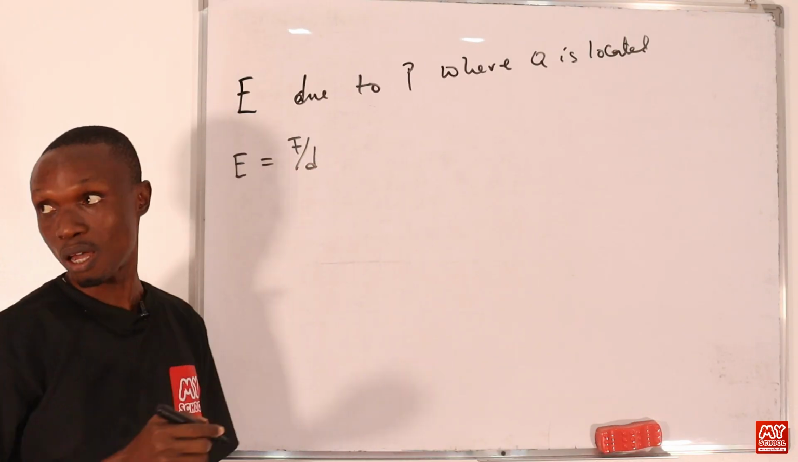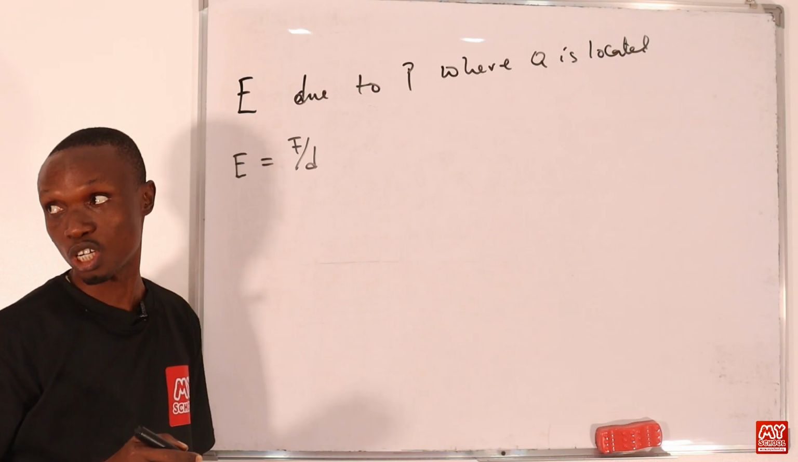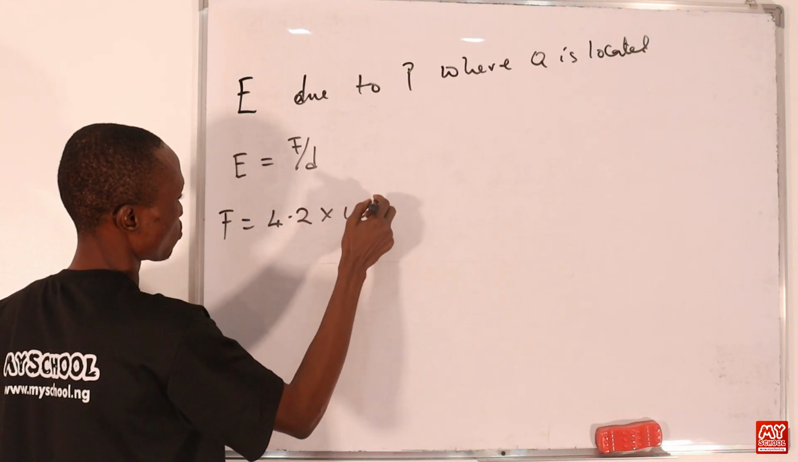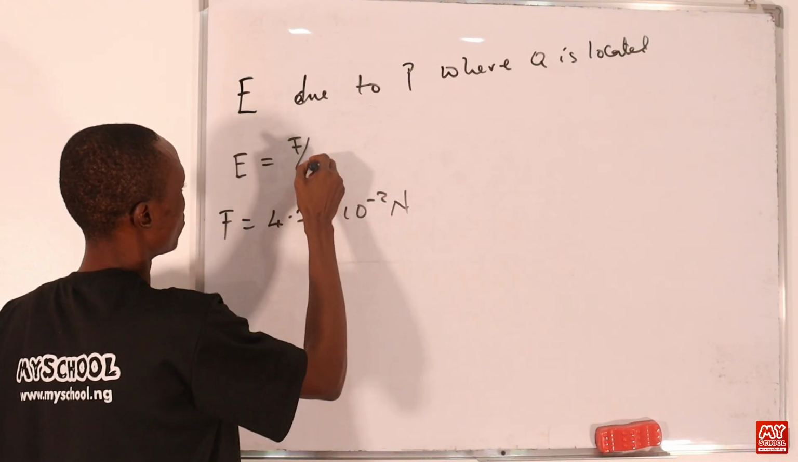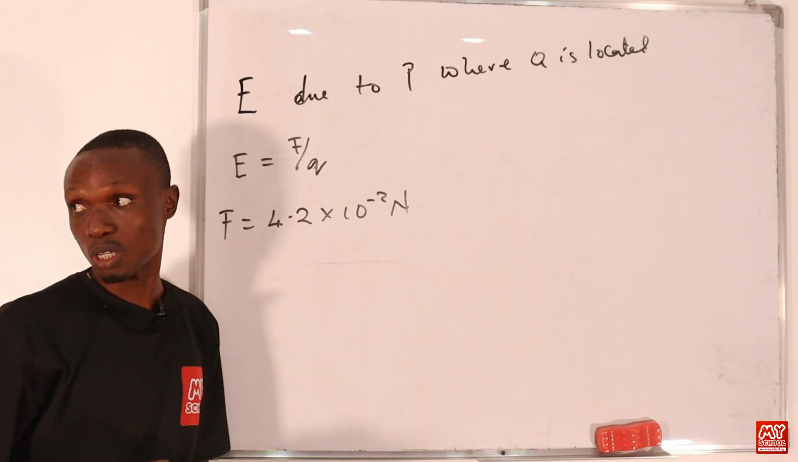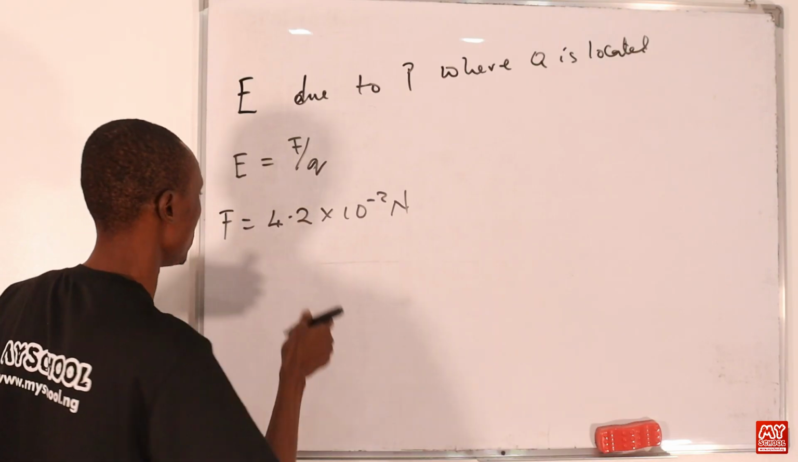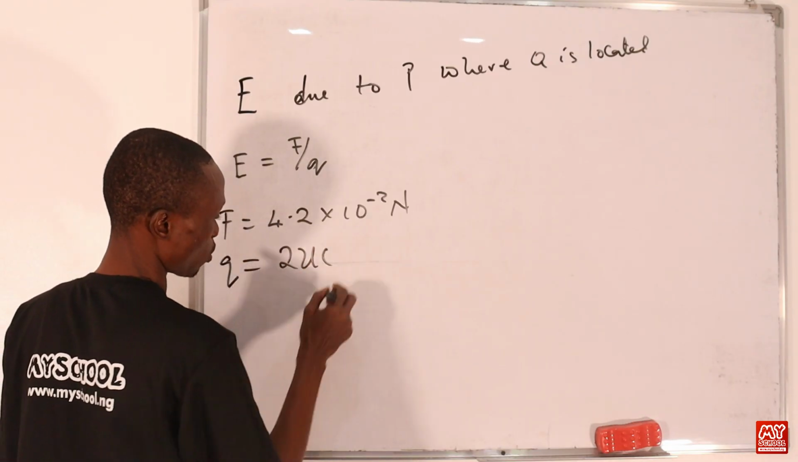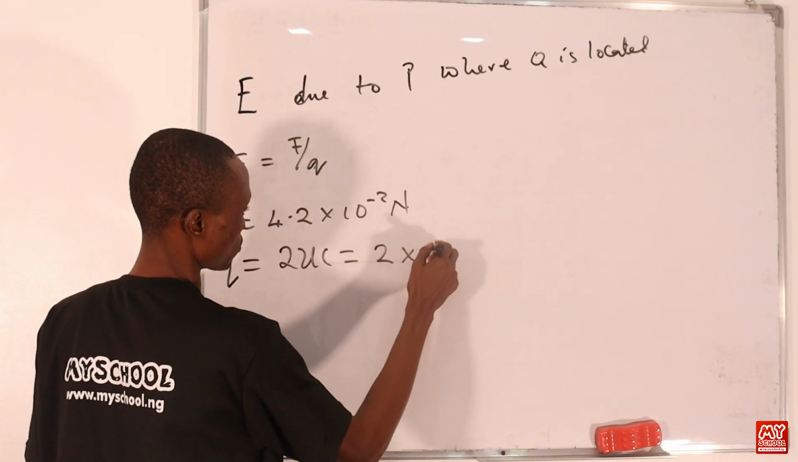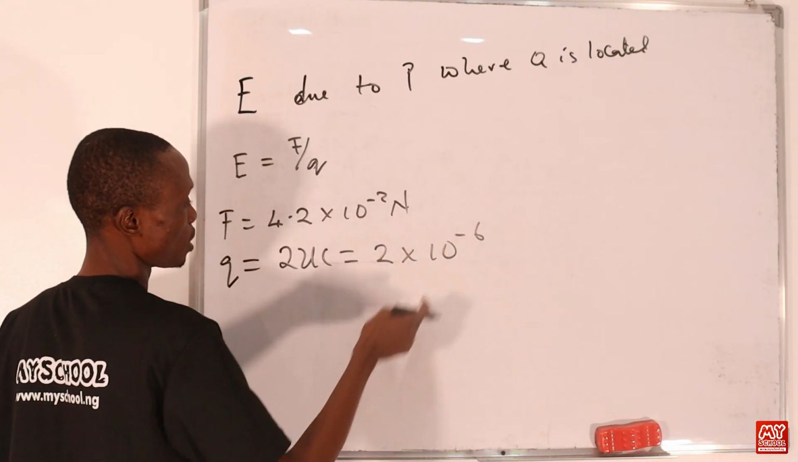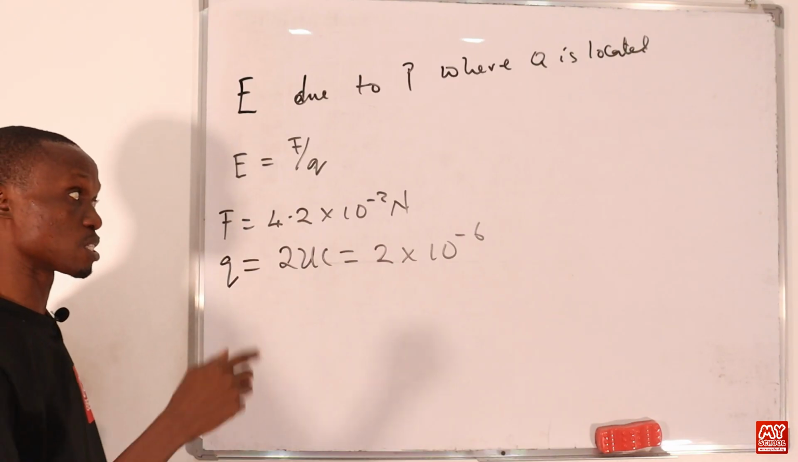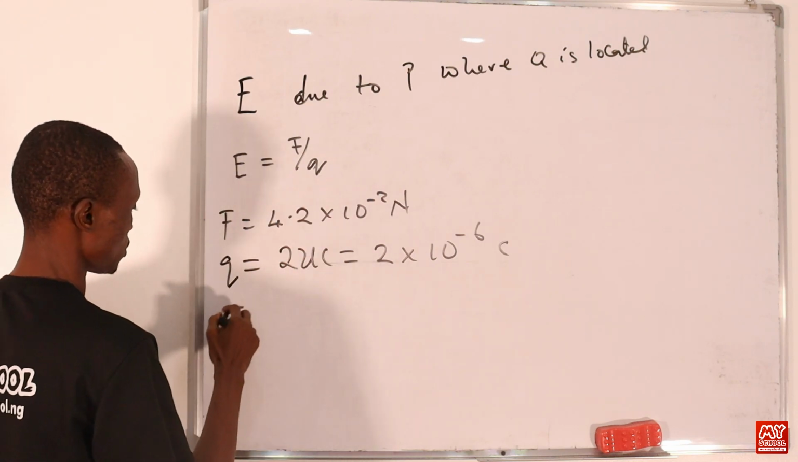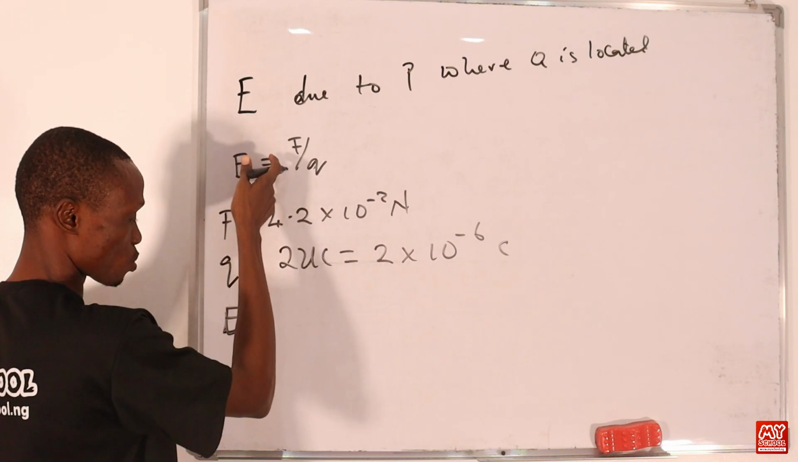Here we are told that the force between the two charges P and Q is equal to 4.2 times 10 raised to power minus 2 Newton. Here it's supposed to be q, not d. We're also told that the magnitude of each charge is 2 microcoulomb. So q is equal to 2 microcoulomb, which is equal to 2 times 10 raised to power minus 6 C. Micro here refers to times 10 raised to power minus 6. So we just substitute these values into the given formula.